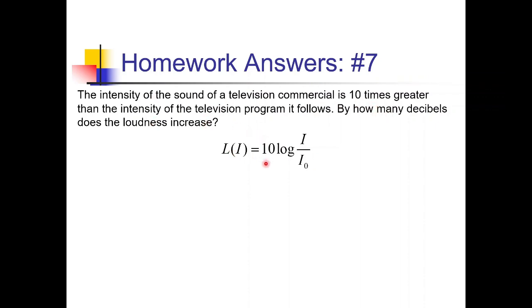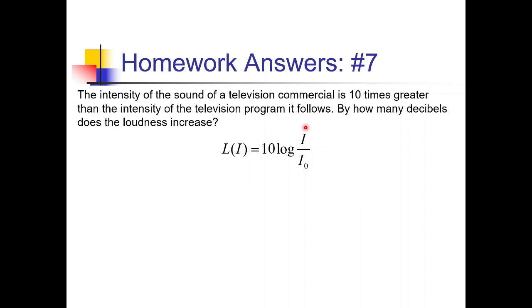So they gave us this loudness formula here, where you take the intensity and plug it in. And the idea here is that we're just dividing the intensity by the intensity of some really small sound that's barely audible. So how do I actually do this problem with this formula? Well, if we're talking about a loudness that's 10 times as intense, we're basically saying we have L of 10I instead of L of I.